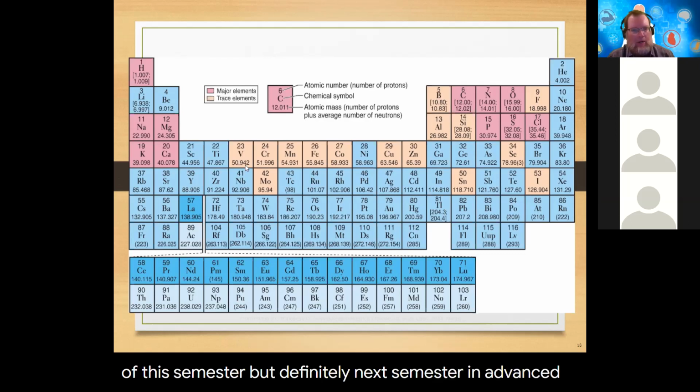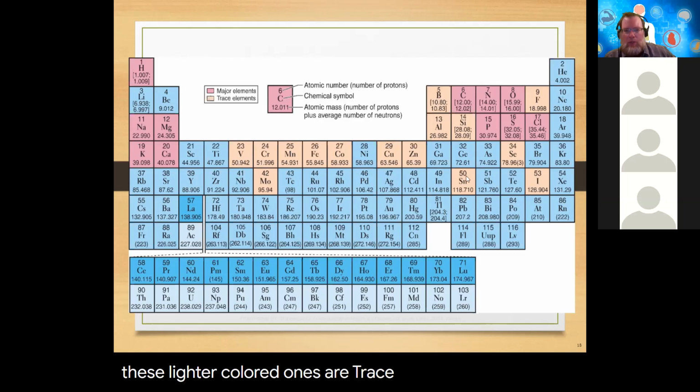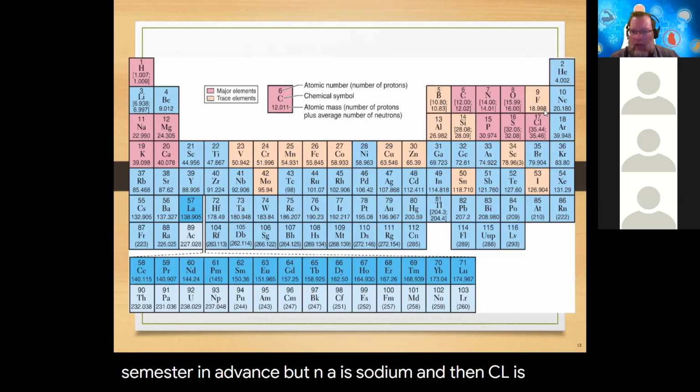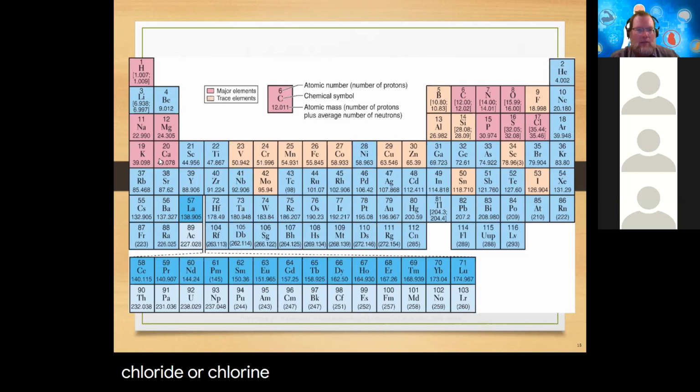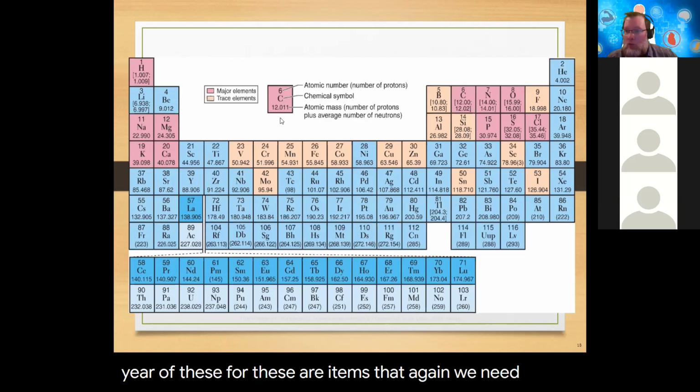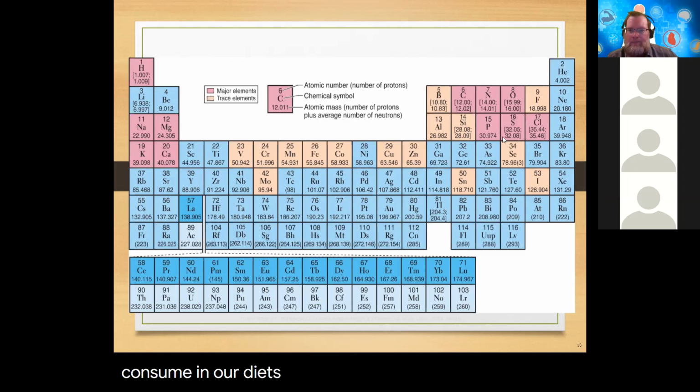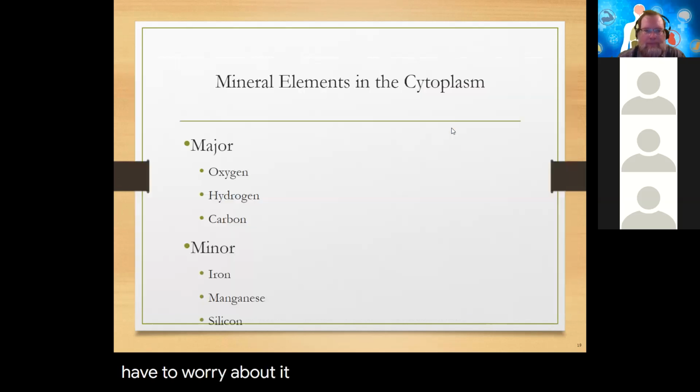These lighter colored ones are trace elements, so we do certainly have a handful of trace elements. A couple of these other pink ones we'll look at in more detail next semester in advanced, but Na is sodium, and Cl is chloride or chlorine, then calcium, magnesium, potassium. This little batch of four are items that we need to consume in our diets: phosphorus, sulfur, and chlorine. So those are the big ones. All those other blue ones, we don't have to worry about at all.